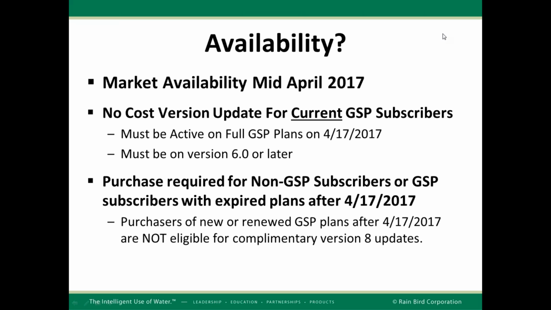So we'll talk briefly about the availability of the product. Current target for availability is mid-April 2017. Version 8 software is a no-cost version update for current GSP subscribers. So if we have a GSP subscriber on a full GSP plan as of April 17th, and they're on version 6 or newer of the current central control software, they're going to get a complimentary no-cost update to version 8. Now, Rain Bird is not going to reach out to them. We need you to help us with those customers and have the customers or you reach out to us and schedule those updates.